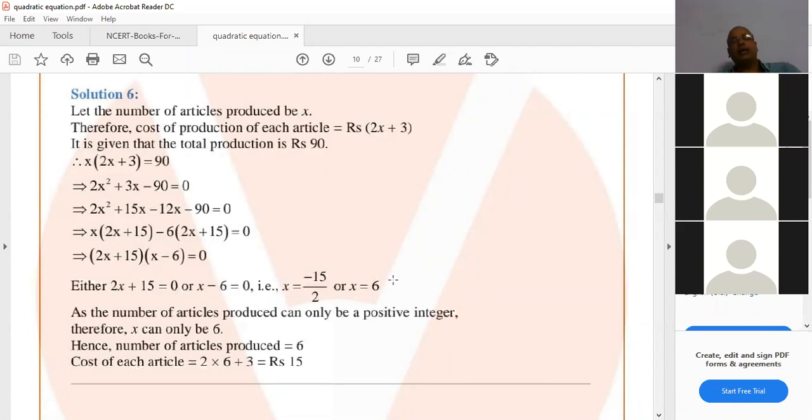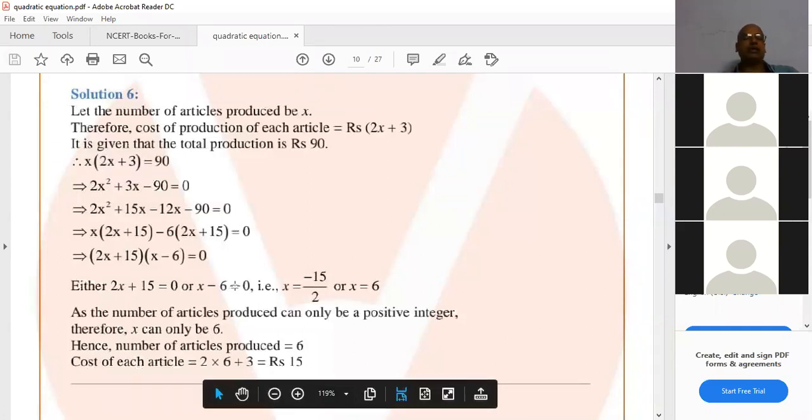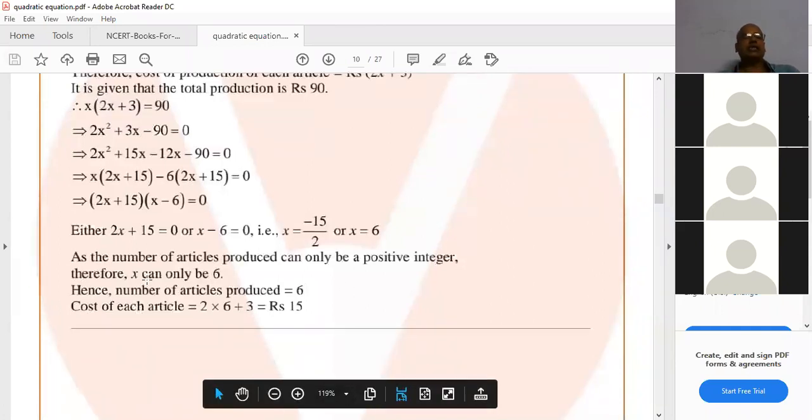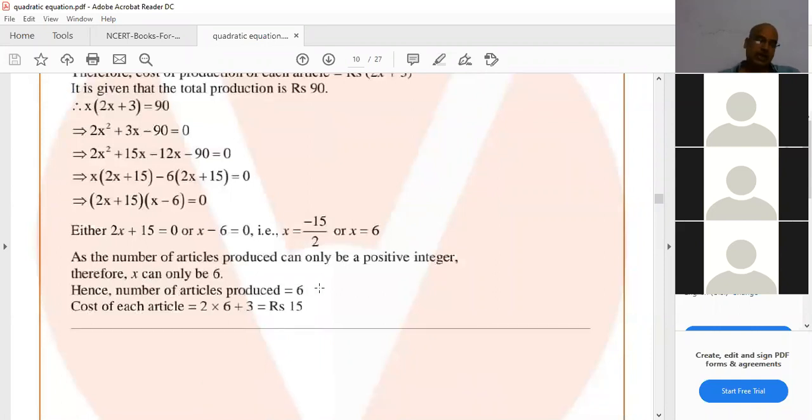Here also, the number of articles can't be negative and can't be a fraction. That's why we can take only a positive number. Cost, number of articles, or mensuration, in all those sums you take only positive numbers for distances or lengths of sides. Therefore, x can only be 6. Hence, the number of articles produced is 6.